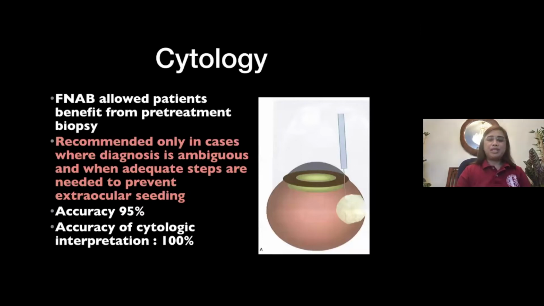FNAB allows patients to benefit from pre-treatment biopsy. However, it is recommended only in cases where the diagnosis is ambiguous and when adequate steps are taken to prevent extraocular seeding. The accuracy is 95% and the accuracy of cytologic interpretation is 100%.